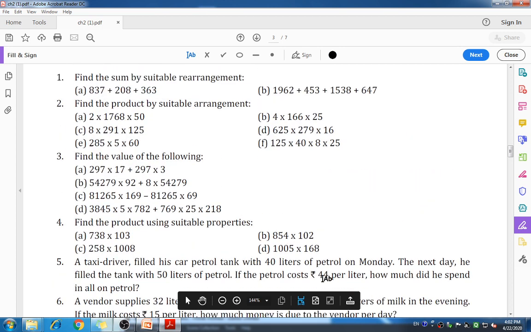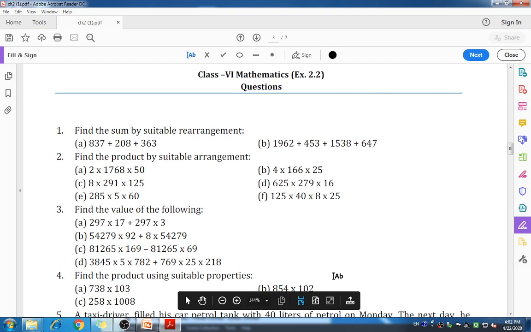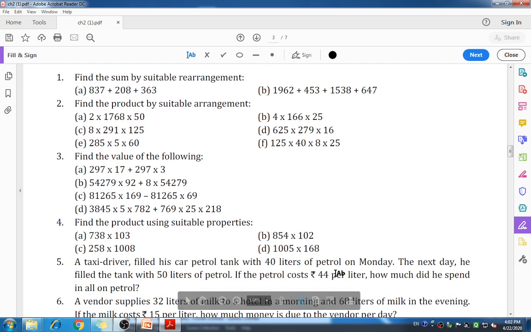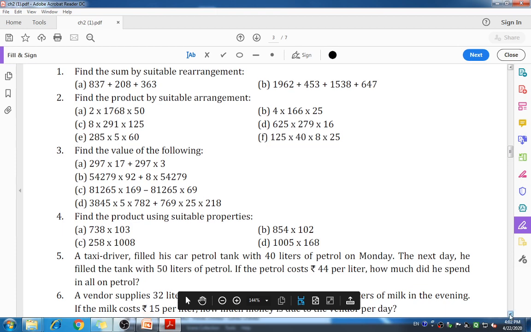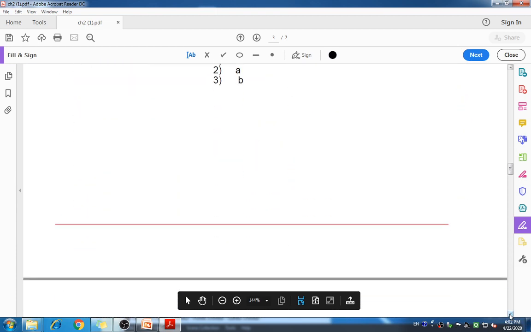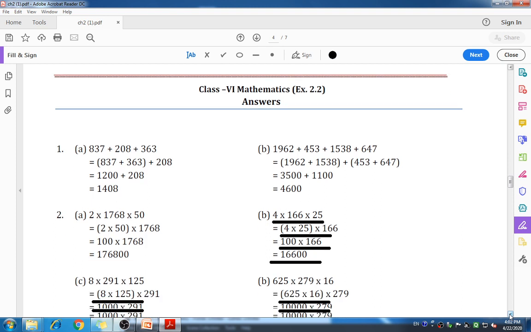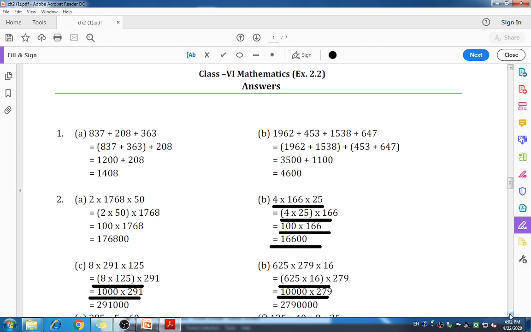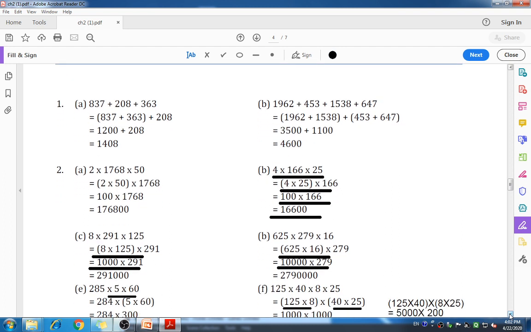Dear students, this exercise 2.2 is over here, and this exercise is also very easy. You can solve this yourself. This is the exercise and these are the answers. But if you have understood this exercise 2.2, try to solve it yourself in your notebook. So when school reopens, I will check it, and if you have any query you can ask me in the comment box. So these are the answers.